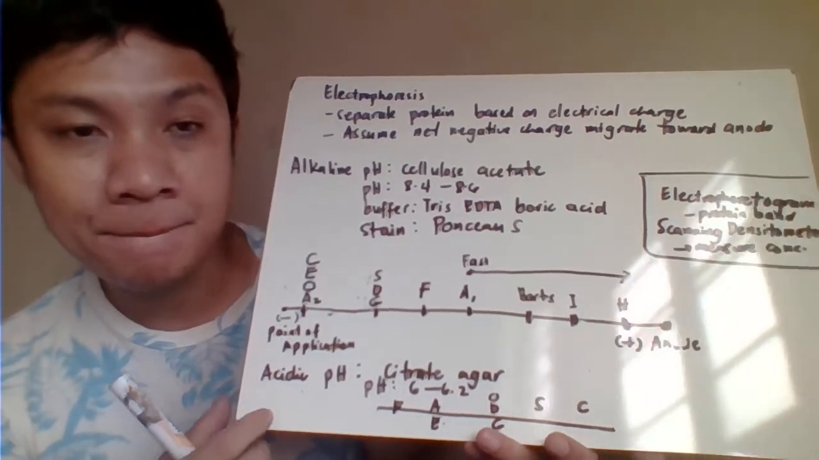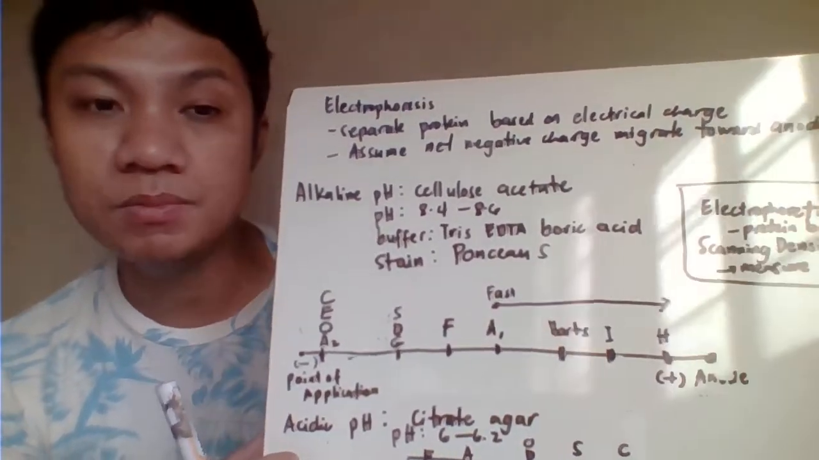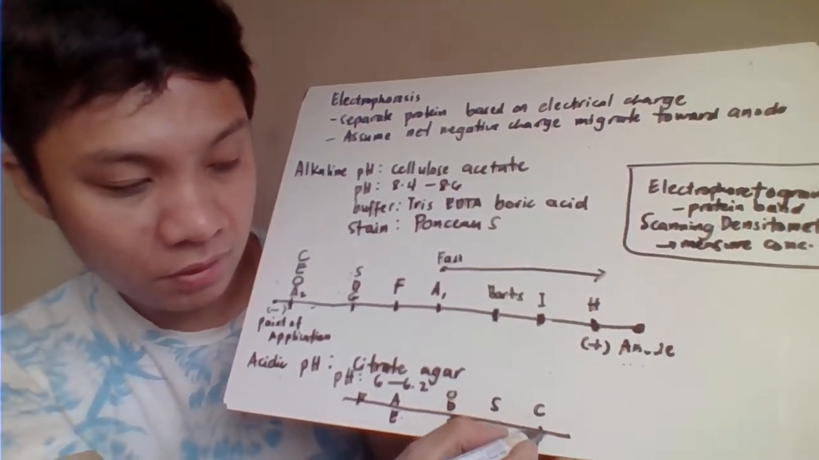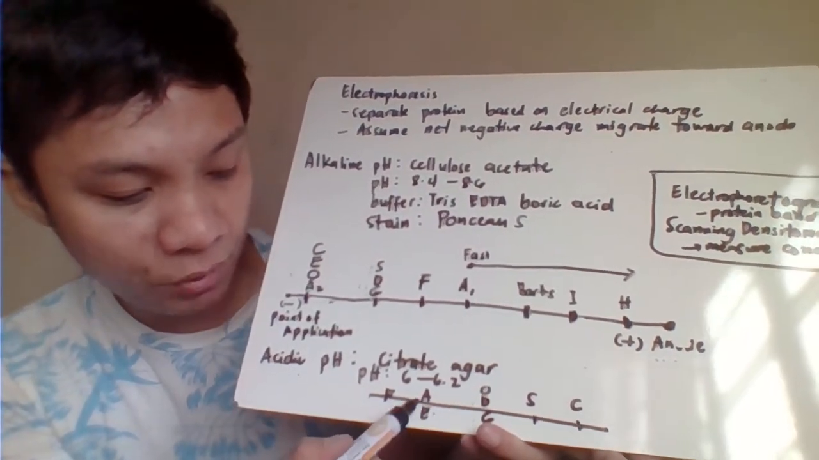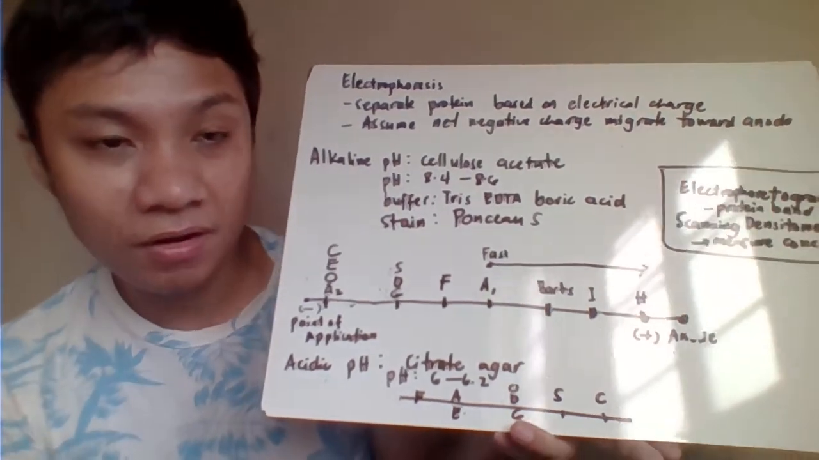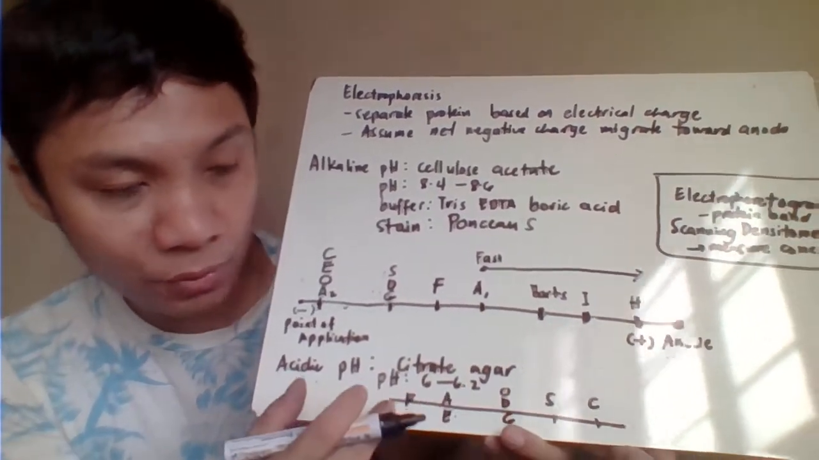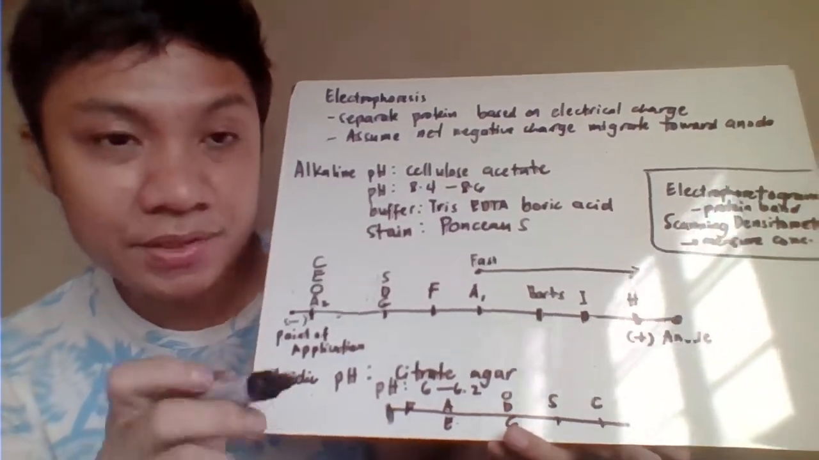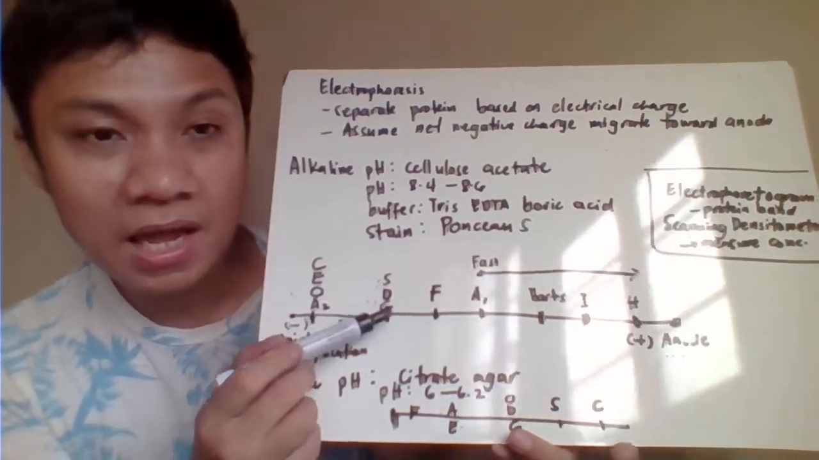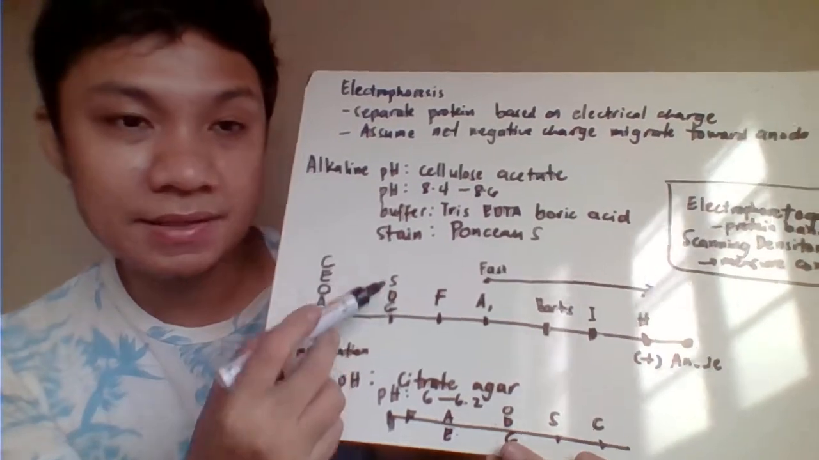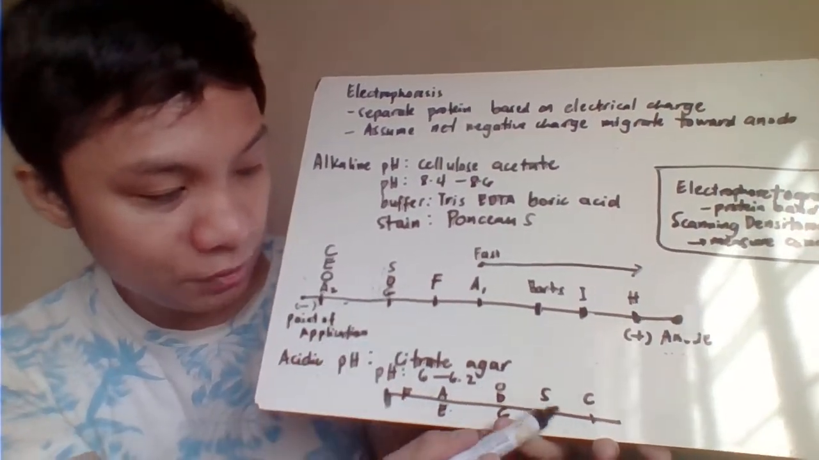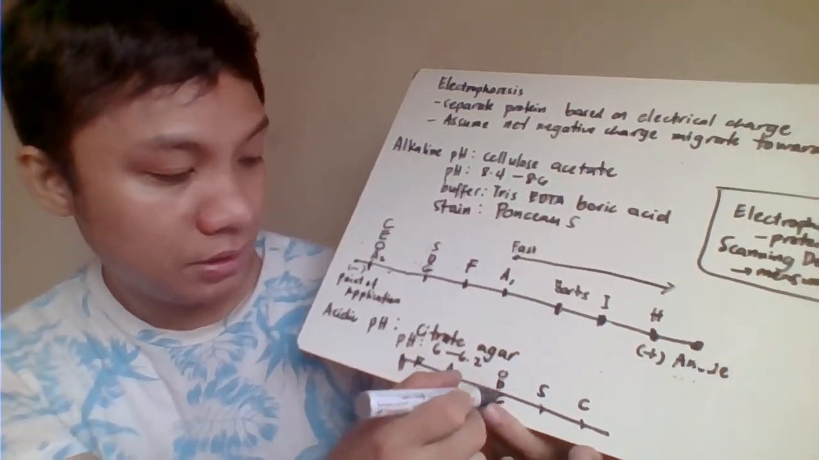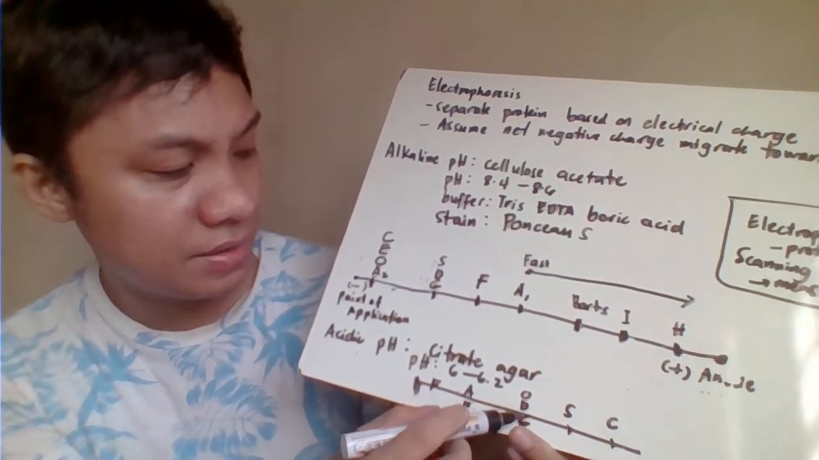So this would be the order of migration of your proteins if you subject this to your citrate agar: hemoglobin C, hemoglobin S, hemoglobin O, D, G, hemoglobin A, E, and F. Again, those are the fastest moving. These are our slow moving ones, because this is your point of application. So they migrate slowly. Notice here, in the case of your SDG, if you carry this out in your cellulose acetate, which is your alkaline pH, here is our hemoglobin S. We have here your DG, so they are still here.